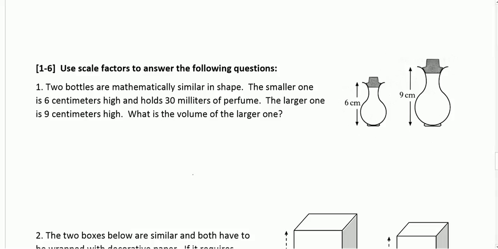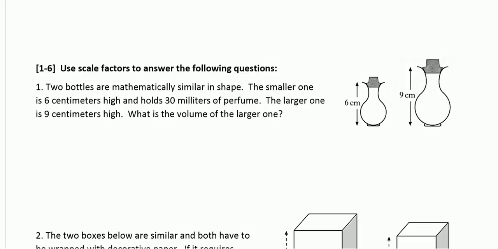Alright, in number 1 here, we have two bottles that are mathematically similar. The smaller one is 6 centimeters high and holds 30, I think it should say milliliters, I think we got a misspell there, of perfume. The larger one is 9 centimeters high. What's the volume of the larger one?